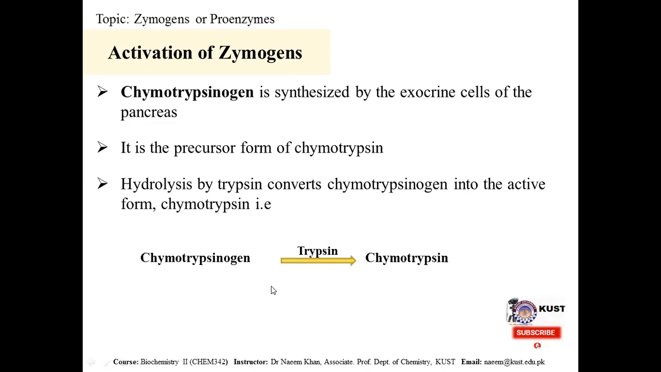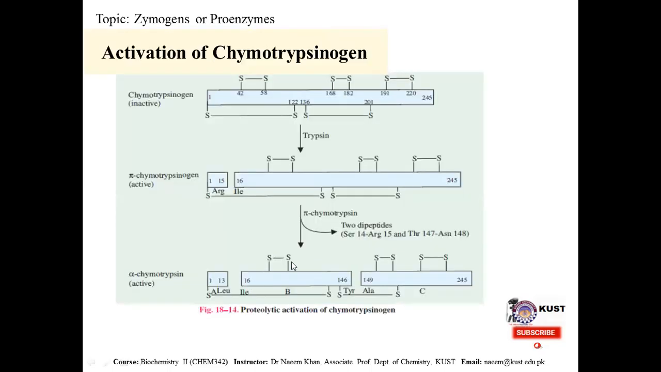How? Like this. There will be some change brought about by this trypsin enzyme. And what is the change? This is a very good view of the enzyme. Chymotrypsinogen, when produced in the inactive form, is a chain of 245 amino acids from the N-terminal, position 1, up to 245.